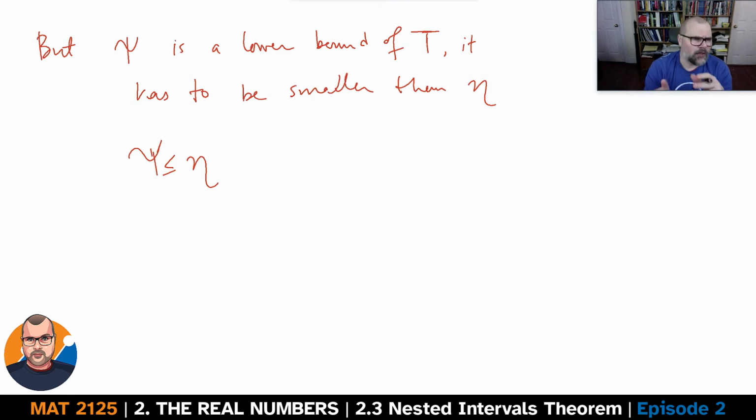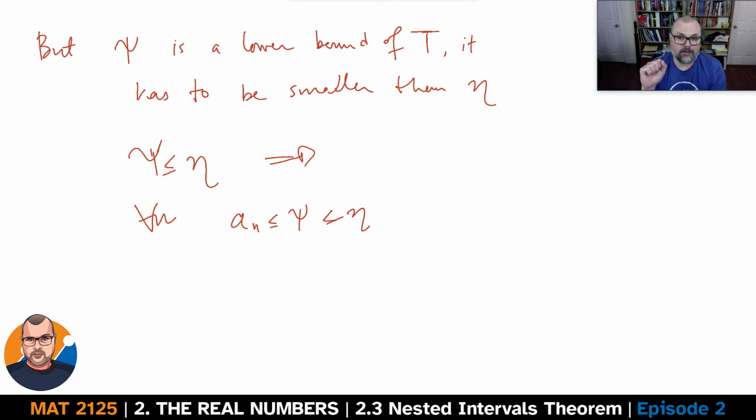You could also argue the other way, saying that eta is an upper bound of S, and so it had to be larger than psi, because psi is the smallest, the least of the upper bounds. Same argument. Either way, what this translates to is that An is smaller than psi for every n. That's one of the statements that we've proven.